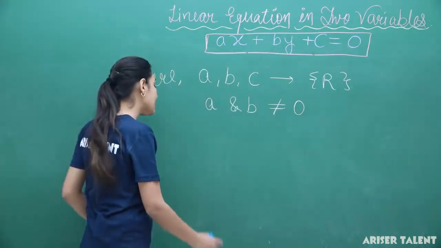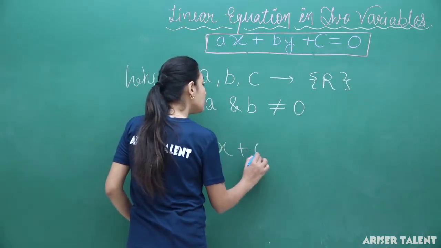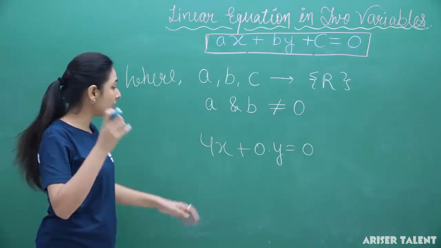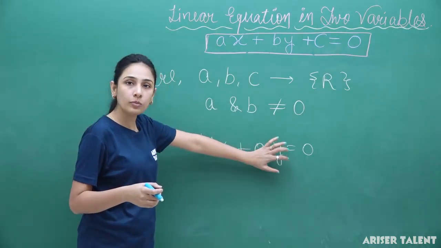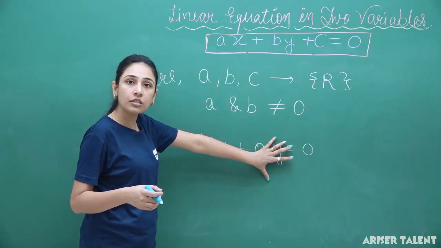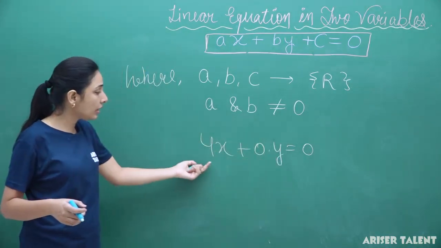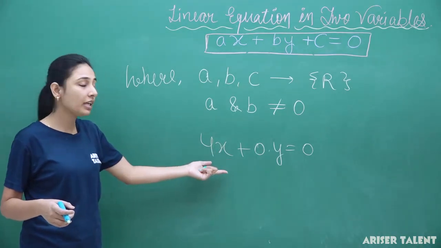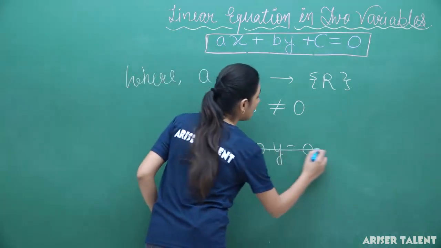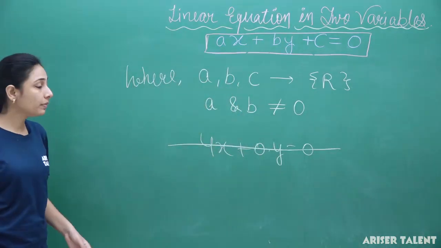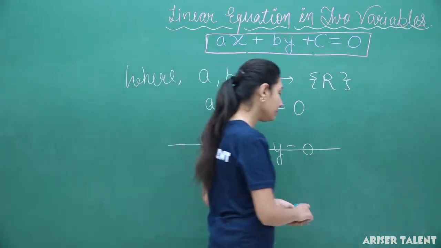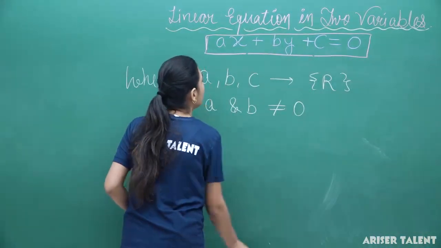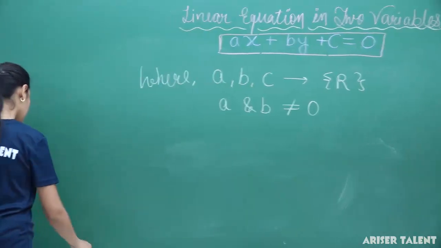Remember, I have taken an example like this, 4x plus 0 multiplied by y equals to 0. Now, in that case, I told you, students, that the y term will ultimately be 0. That means this is not an actual term. That means this is a linear equation for sure, but not in two variables. It's only in one variable. So that was incorrect. That should not be an example of a linear equation in two variables. Okay. So these are the two conditions.